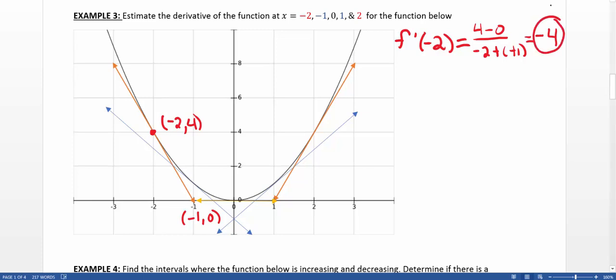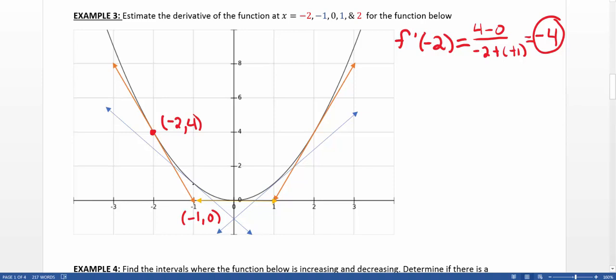So my approximation for the derivative at -2, which is the slope of the tangent line at -2, is -4. I'm expecting the slope to be negative because my tangent line is downward sloping. So this all seems to make sense with what I expected to happen. Let's go ahead and look at what happens at -1.